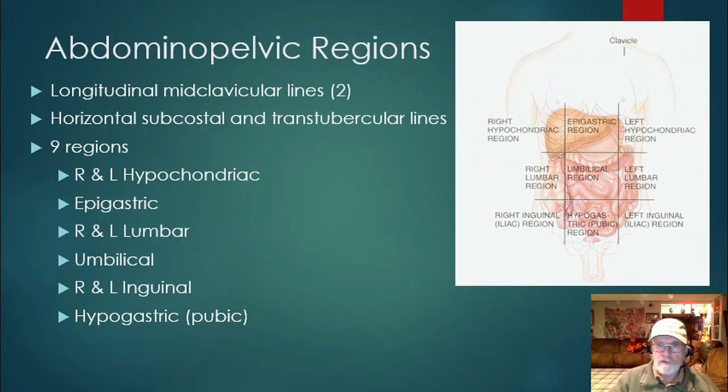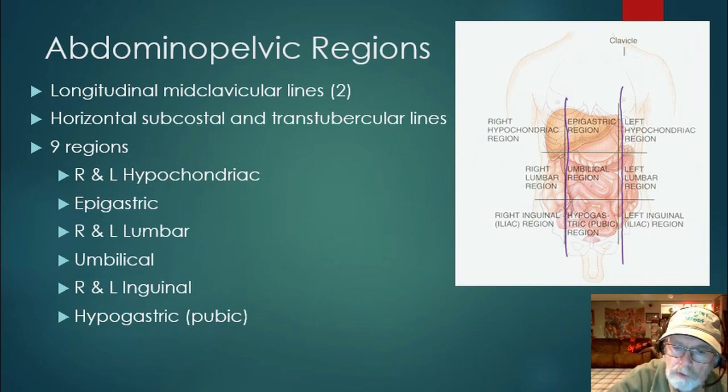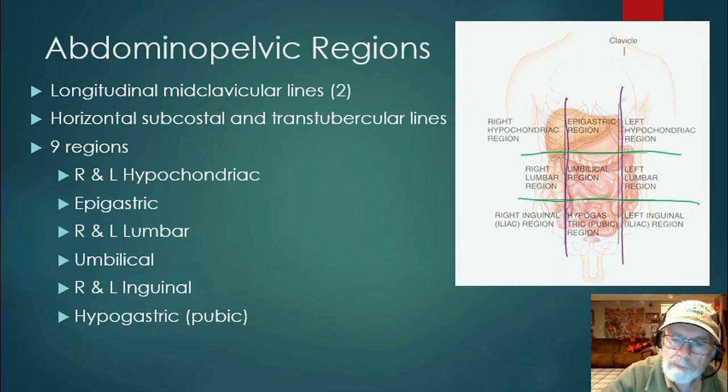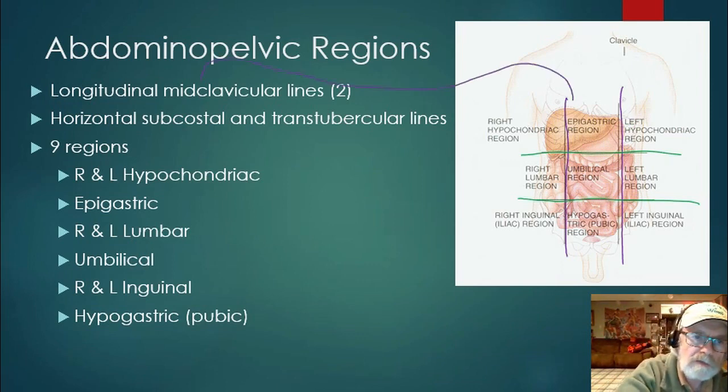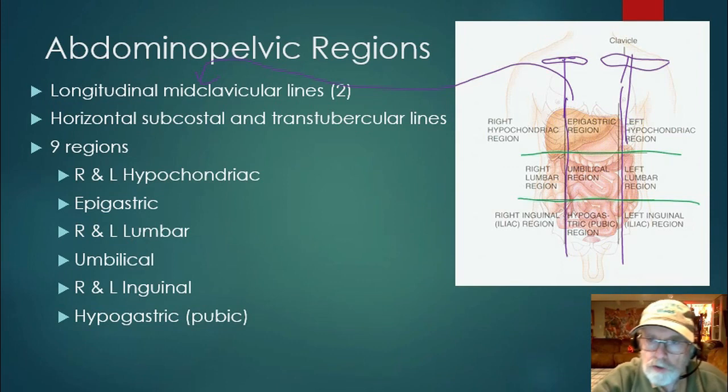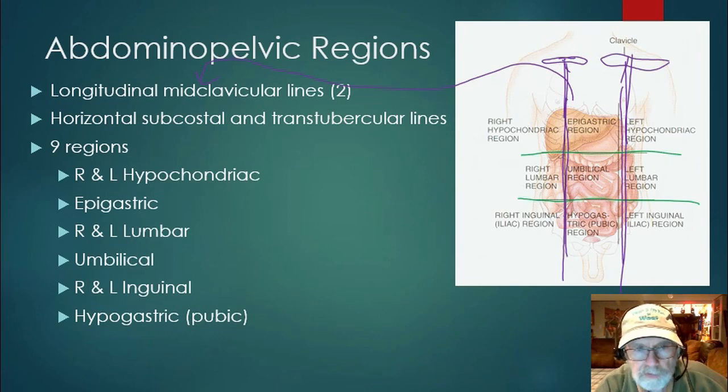Okay, so let's get a picture over there of what we're talking about. We divided the abdomen into 9 regions, sort of like a tic-tac-toe board. I could make 2 vertical lines, a vertical line here and a vertical line here, and 2 horizontal lines, a horizontal line here and a horizontal line here. Well, what defines these lines? This line right here, my purple line, is called the mid-clavicular line, because it passes through the middle of the clavicle. You draw a straight vertical line right down from the middle of the clavicle, straight on down. That's the mid-clavicular line.